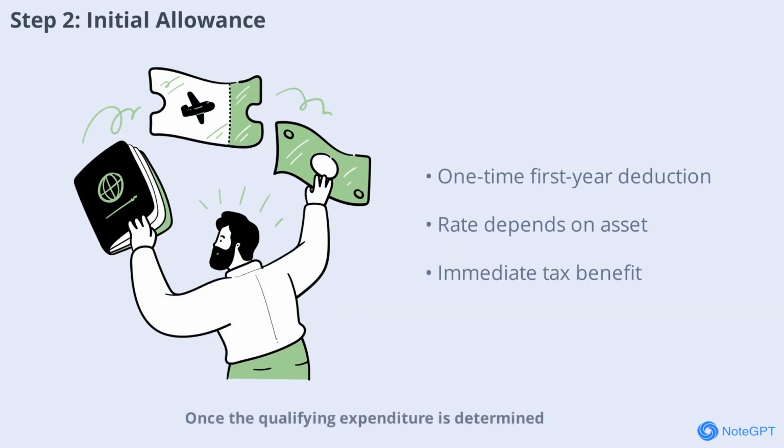Once the qualifying expenditure is determined, the next step is to calculate the initial allowance. This is a one-time deduction allowed in the year the asset is acquired. The rate of initial allowance varies depending on the asset type, but for machinery it is typically 20%. This deduction provides an immediate tax benefit in the first year of ownership.